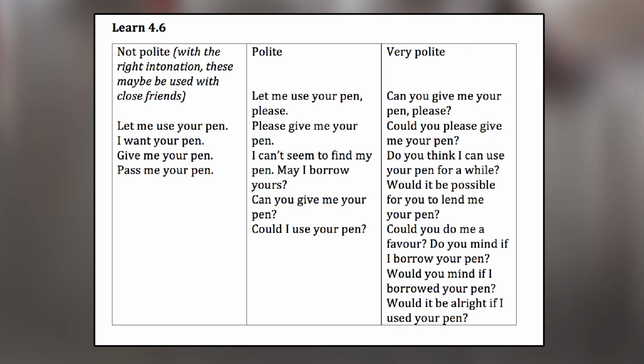Take a look at the phrases given in worksheet under Learn 4.6. The second and third columns here convey different degrees of politeness. Which one do you think is more polite? Like I said earlier, the longer ones are the politest or the most polite. So column 3, of course.